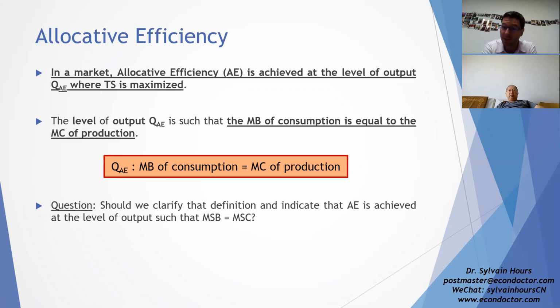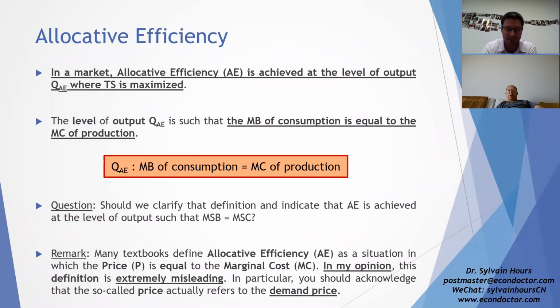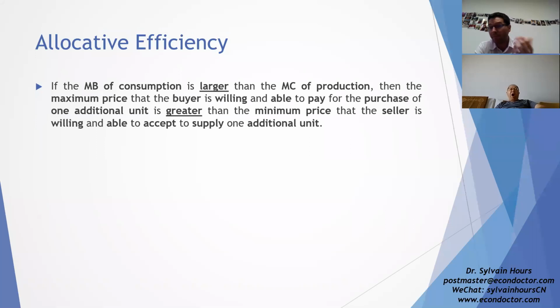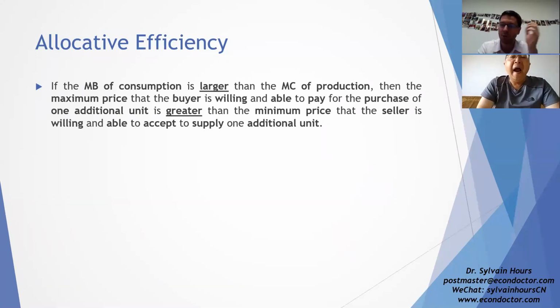Okay, why is this the case? Why is total surplus maximized when the marginal benefit of consumption is equal to the marginal cost of production? Easy to understand. This is how you can explain it. If the marginal benefit of consumption is larger than the marginal cost of production, it means that the price that I will be willing to pay for one more unit, which is my marginal benefit of consumption, is going to be greater than the minimum price that the seller is willing to accept to produce one more unit, the marginal cost.